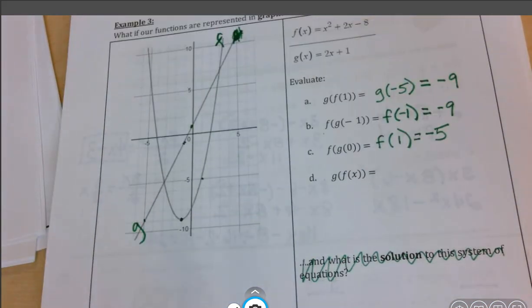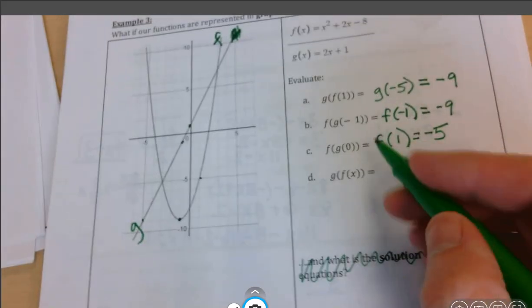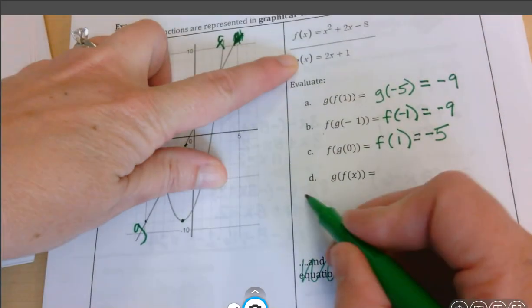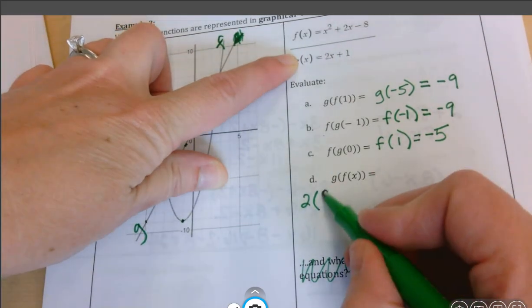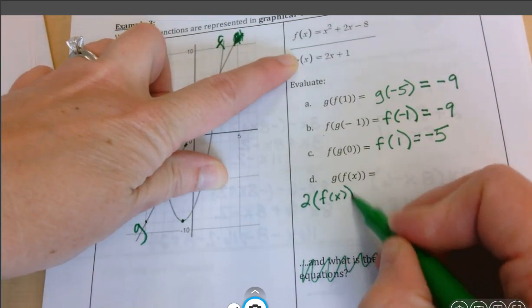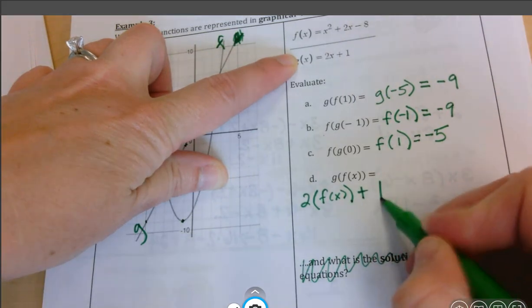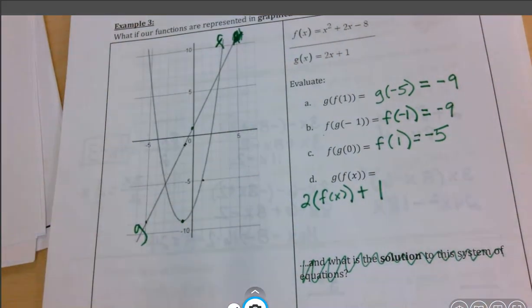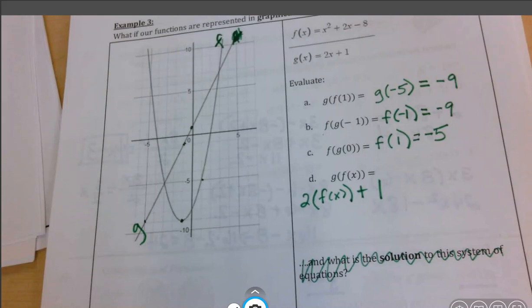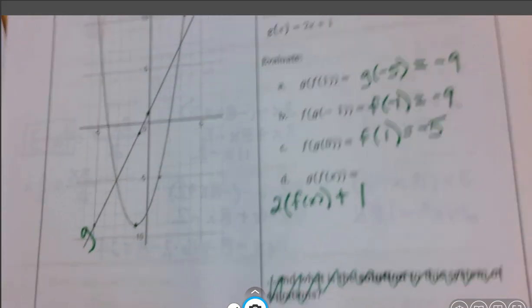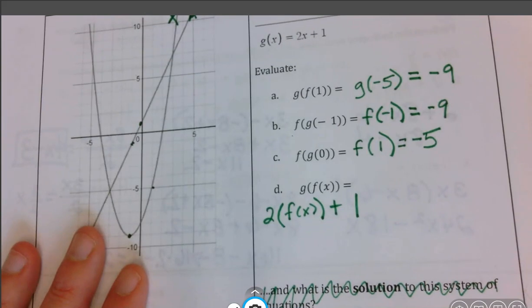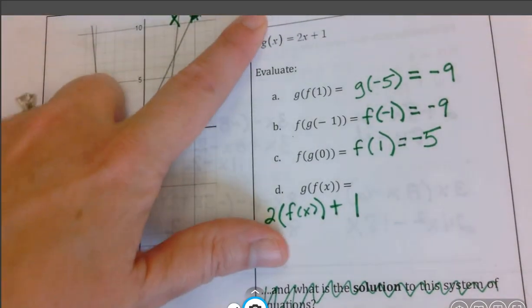So, g of f of x, our outside function is g. So I have 2 times f of x plus 1. So I put function f of x into function g. I'm not using the graph. I'm just going to use the equations.